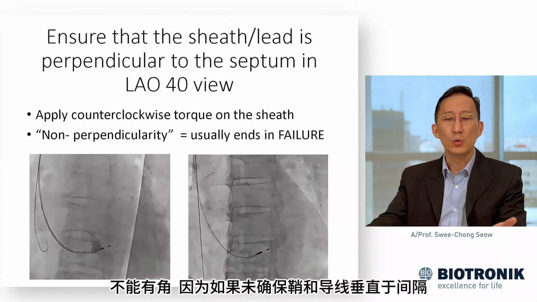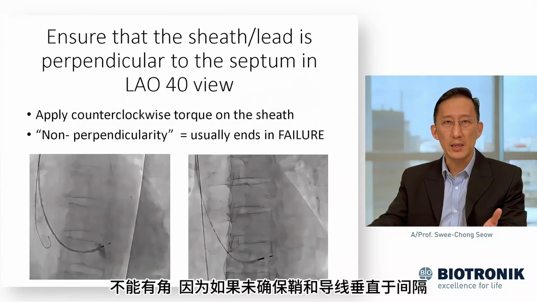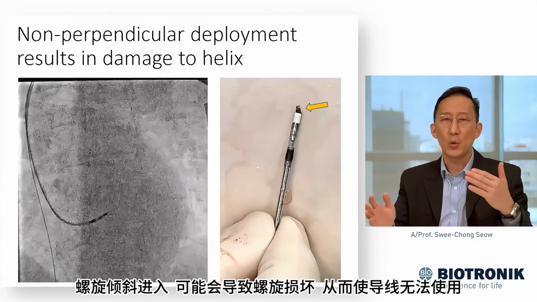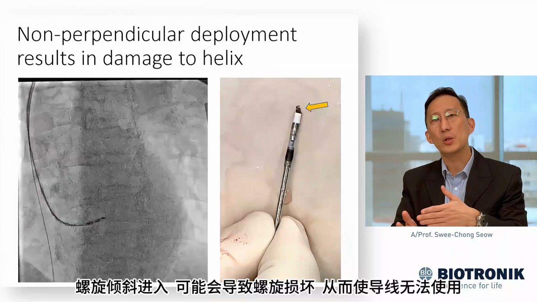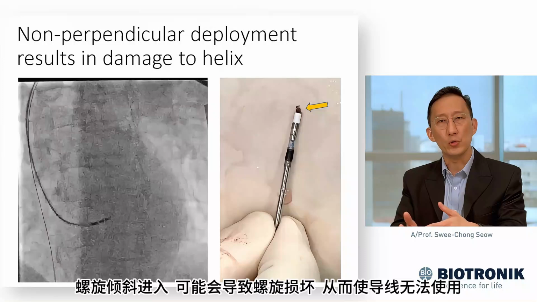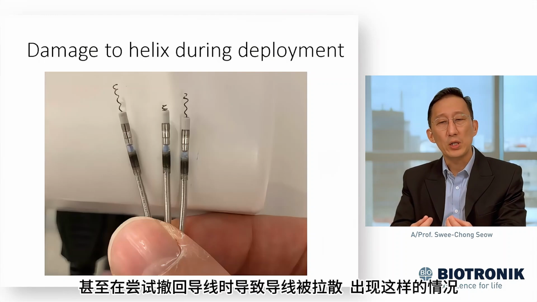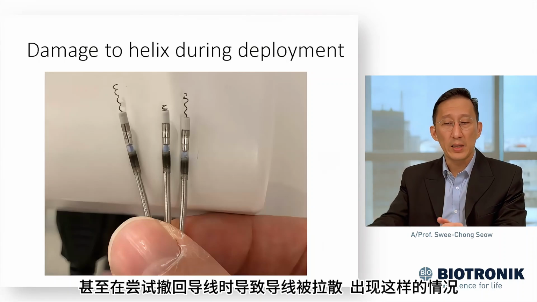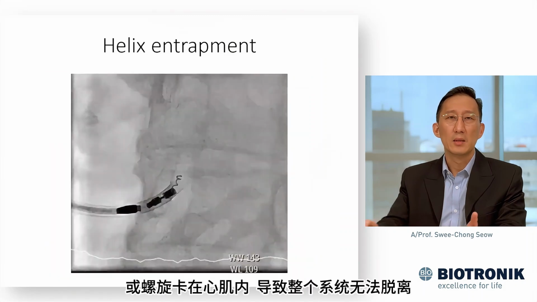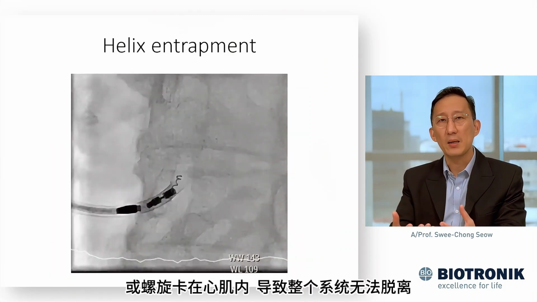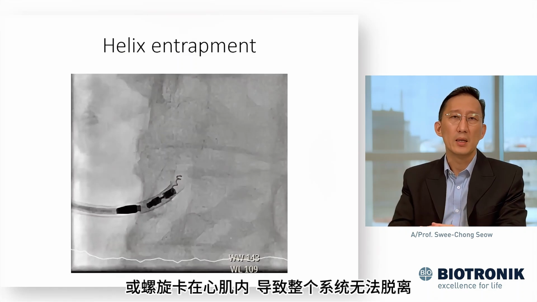Because if you do not ensure that the sheath and lead are perpendicular, the tangential approach of the helix tends to cause damage to the helix and render the lead non-usable. If you persist in trying to advance the entire lead after damage has occurred to the helix, this can happen. The helix gets deformed, and when you try to retract, the lead can unravel and result in an outcome like this. Or worse still, the helix gets trapped within the myocardium and the entire system cannot be disengaged.